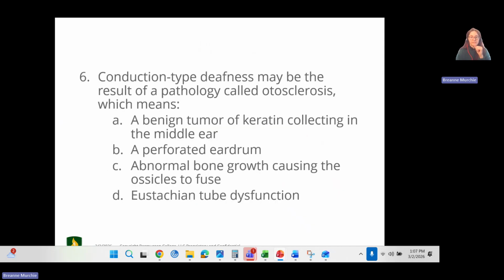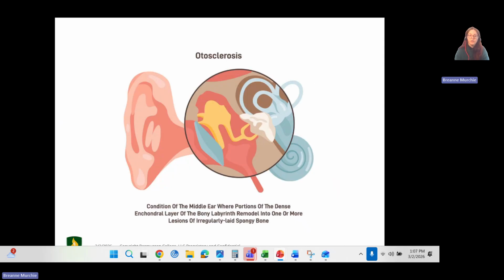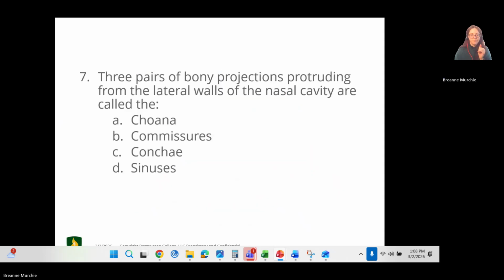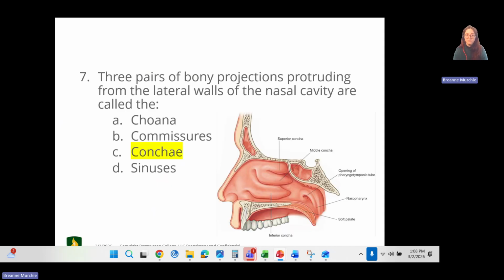Okay. Number 6, conduction type deafness may be the result of a pathology called otosclerosis. That means an abnormal bone growth causing the ossicles to fuse. And you can see here most of the time the otosclerosis happens at the stapes footplate, and it can actually overgrow and fuse to that oval window, causing that deafness. Okay. Number 7, 3 pairs of bony projections protruding from the lateral walls of the nasal cavity are called the conchae. Sometimes they're also referred to as the turbinates.